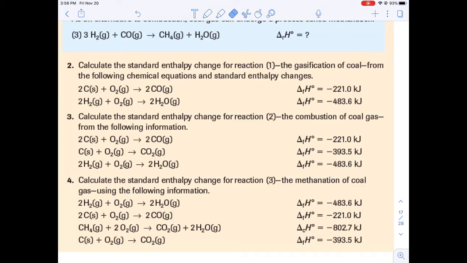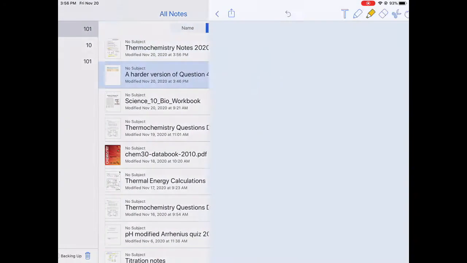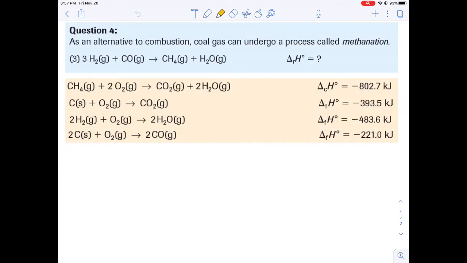Question 4 on page 505 has us trying to do Hess's law for this reaction. This is the information that's given to us, and this is a difficult question, but it's possible to make it quite a bit more difficult if I reorder the reactions that are given to you. So I'd like to look at that question as a harder version where it's been reorganized. And I'll explain a little bit why it's harder.